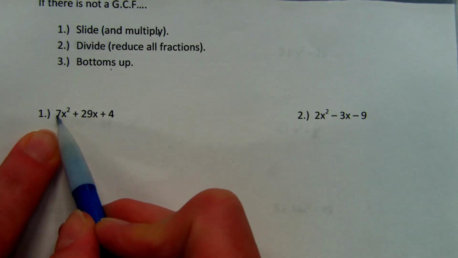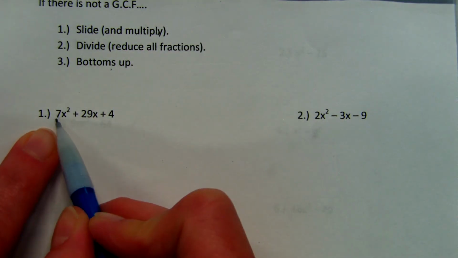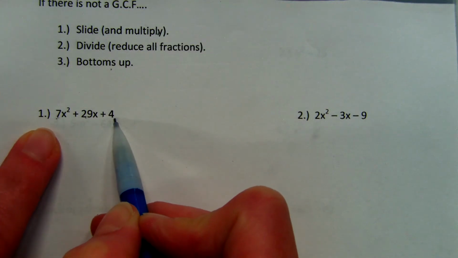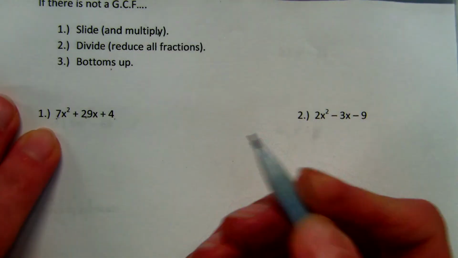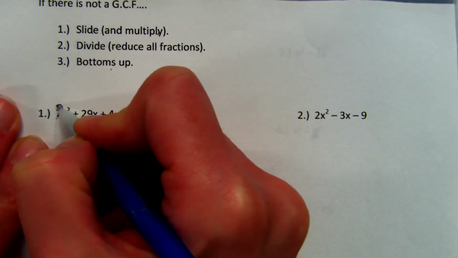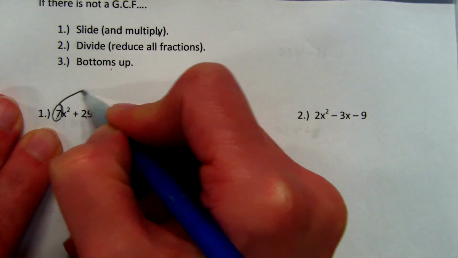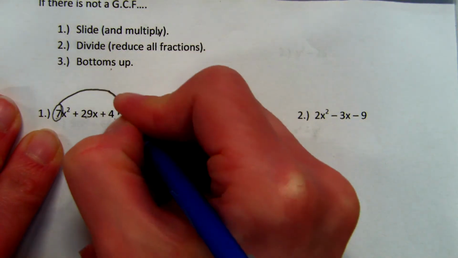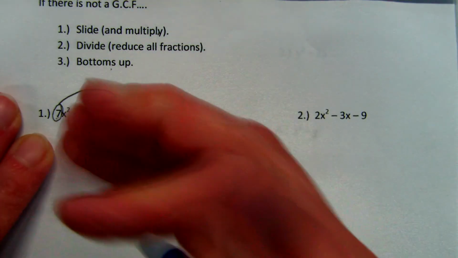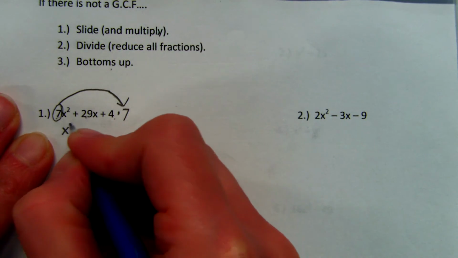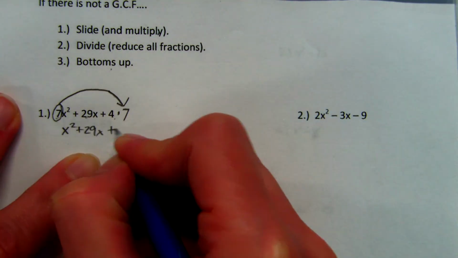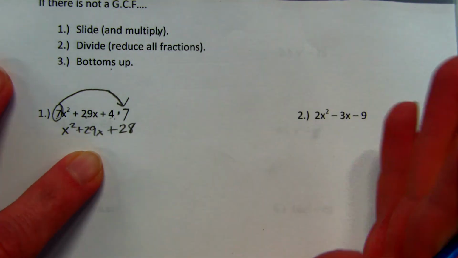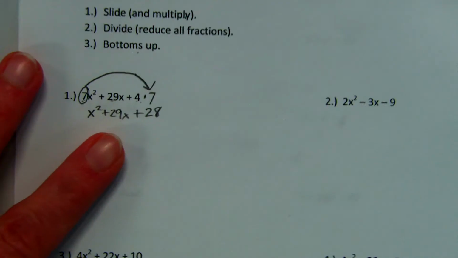So if I look at number 1, there's a 7, a 29, and a 4. There are no common factors there. 7 and 29 are prime. So your first step is to slide. We're going to take this 7 that's kind of making all the problems, and slide it down here and multiply it by the 4 on the end. So we rewrite it with the 7 down there. So I have x squared plus 29x plus, and I go ahead and do the 4 times 7 and make it 28. We kind of sort of changed the whole value of everything, but it's okay.